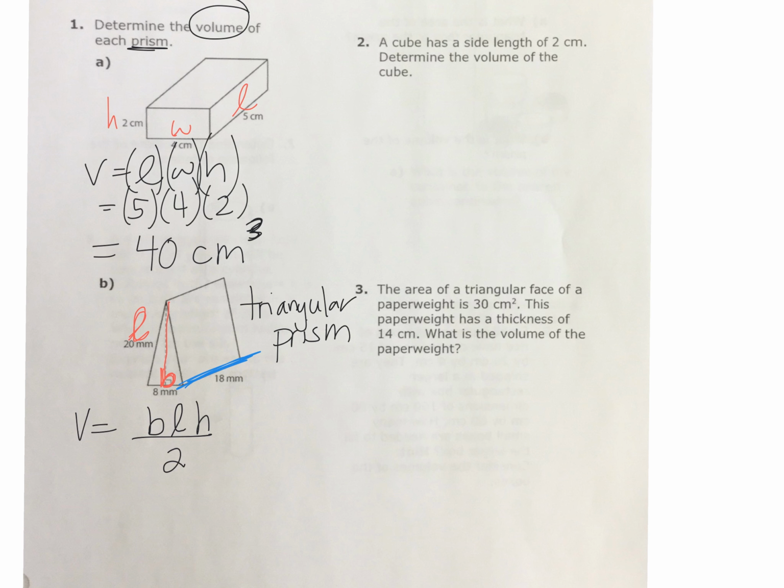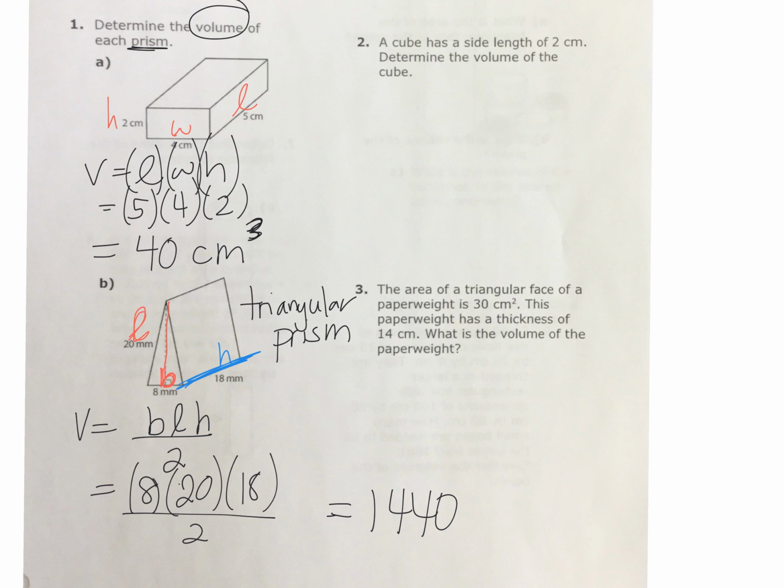That's the height. So we can flip this around. If you turn it around, the height is 18. So we're going to write 8 times, what's the length? 20, times the height. Divide all that by 2. Tell me what you get. Good. 1,440. What's the unit? Squared or cubed? Cubed.